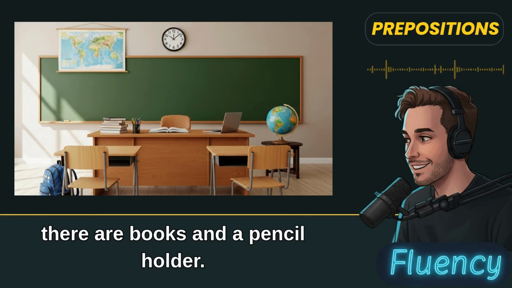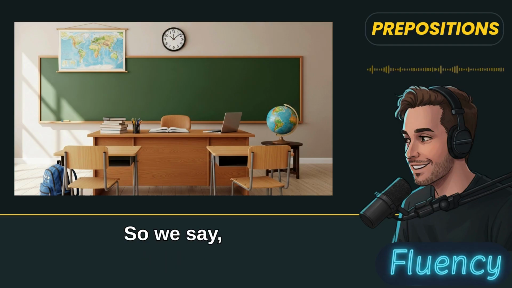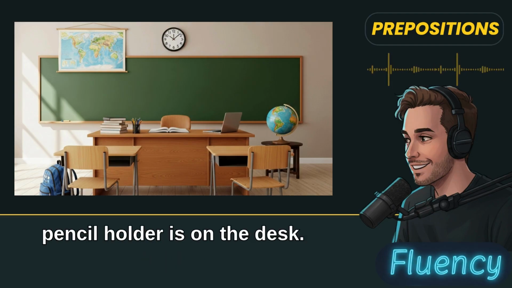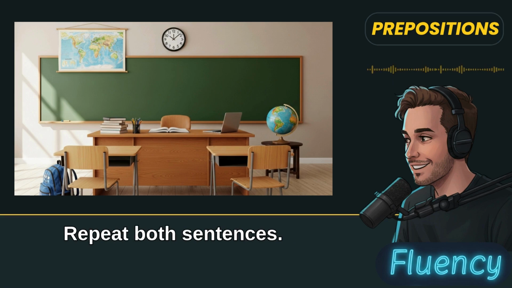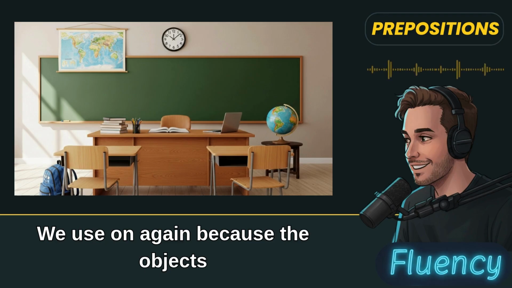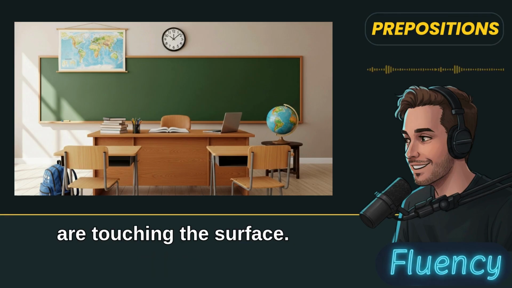On the desk, there are books and a pencil holder. So we say, the books are on the desk and the pencil holder is on the desk. Repeat both sentences. The books are on the desk. The pencil holder is on the desk. We use on again because the objects are touching the surface.